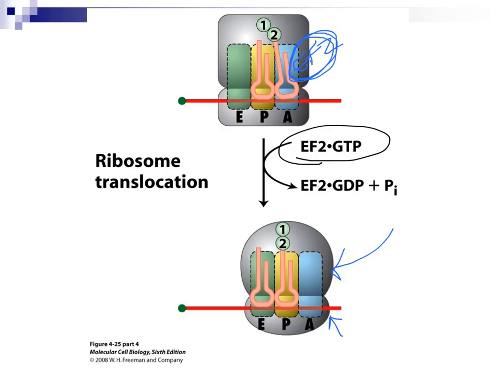Okay, now we have the transfer RNA that was in the P slot, now empty, in the E slot. We now have the transfer RNA bound to both amino acids 1 and 2 in the P slot, and now we have an empty A slot. Okay.